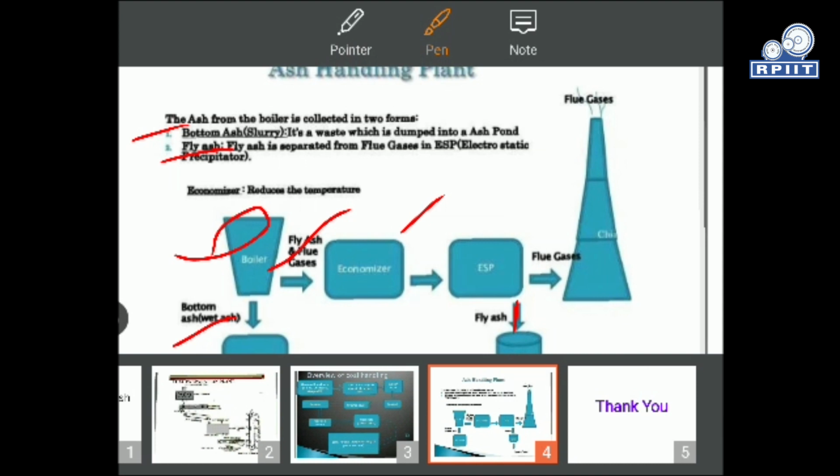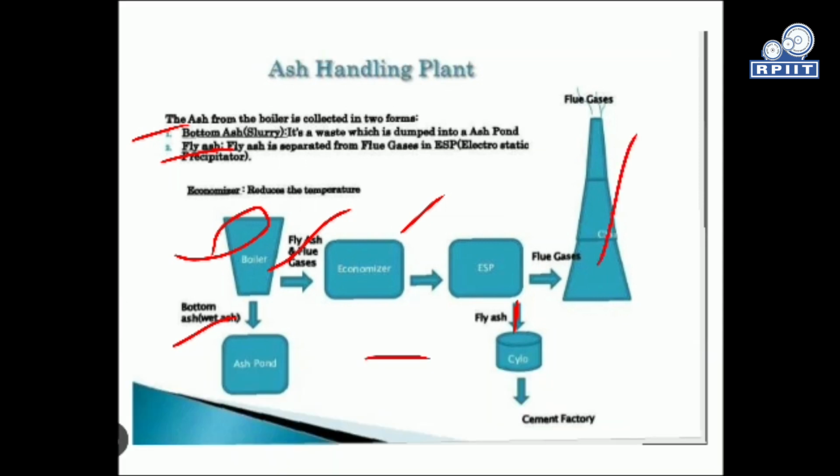The flue gases will be exhausted using this chimney, and this fly ash is cycloned in a cyclone, and finally we can utilize it for further products like the cement industry. And again, the other byproduct of coal burning is the bottom ash, and that is collected in the ash pond, and this is also utilized for road construction or some other kinds of purposes as well. So this is the overall view of our ash handling plant.